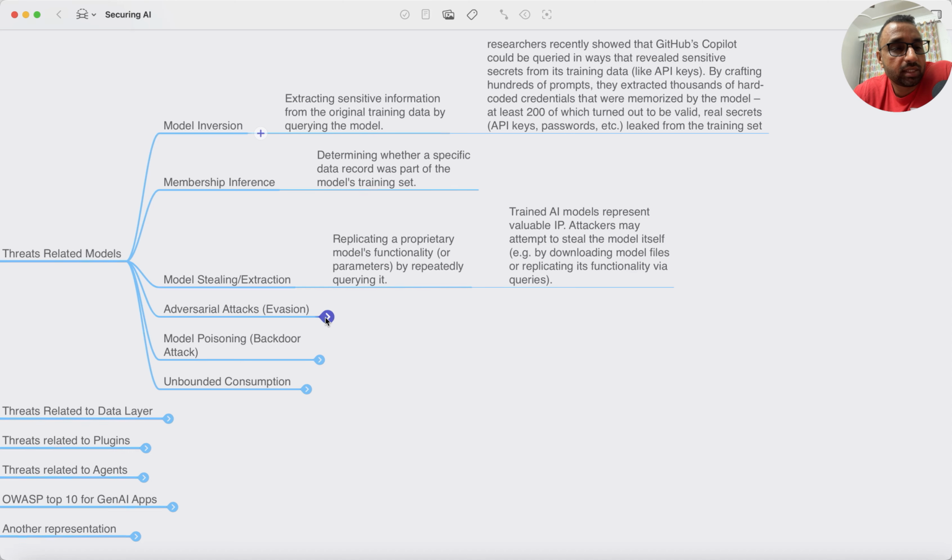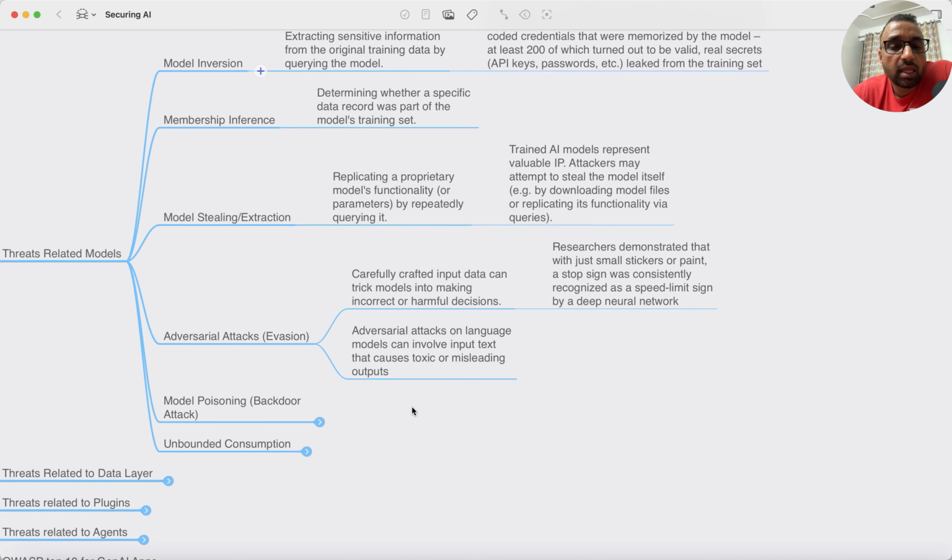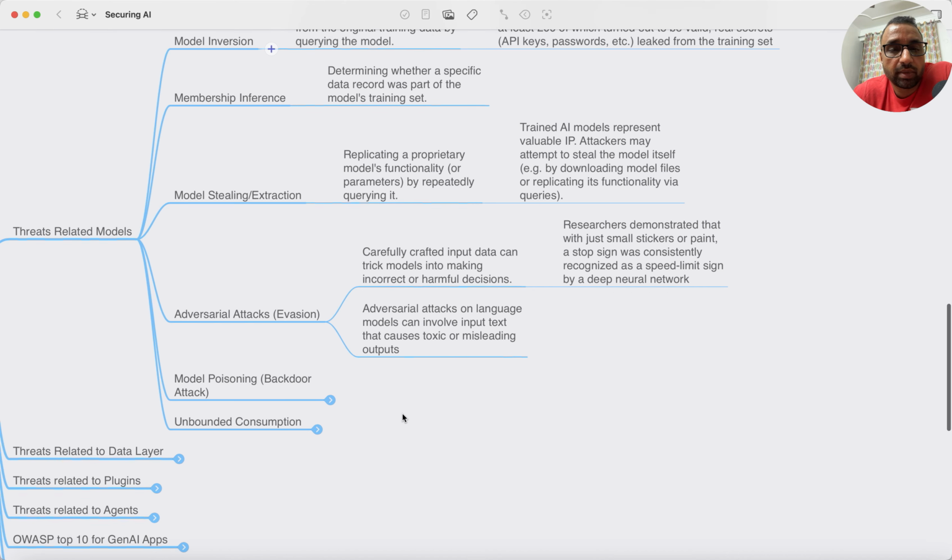The next threat related to models is evasion, which is done by carefully crafting input data that can trick the model into making incorrect or harmful decisions. Now, researchers have already demonstrated that by using small stickers or paint, a stop sign was consistently recognized as a speed limit sign by deep neural networks in an autonomous car. Also, adversarial attacks on language models can involve input text that causes toxic or misleading outputs.